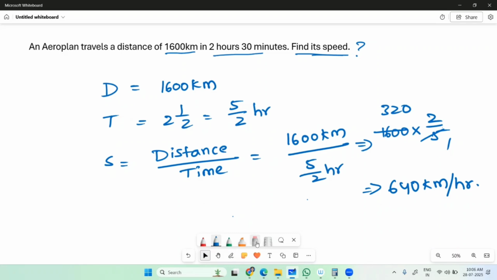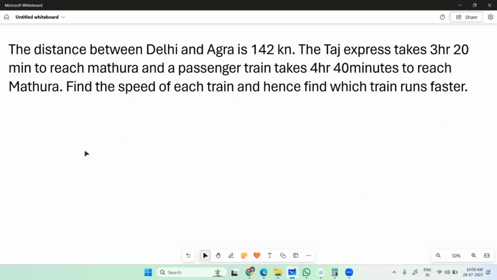Okay. Let's solve one more question here. The next question is: the distance between Delhi and Agra is 142 kilometers. The Taj Express takes 3 hours 20 minutes to reach Mathura and a passenger train takes 4 hours 40 minutes to reach Mathura. Find the speed of each train and hence find which train runs faster. From the question, the given information is distance. Distance equals 142 kilometers. Now we have two trains here.